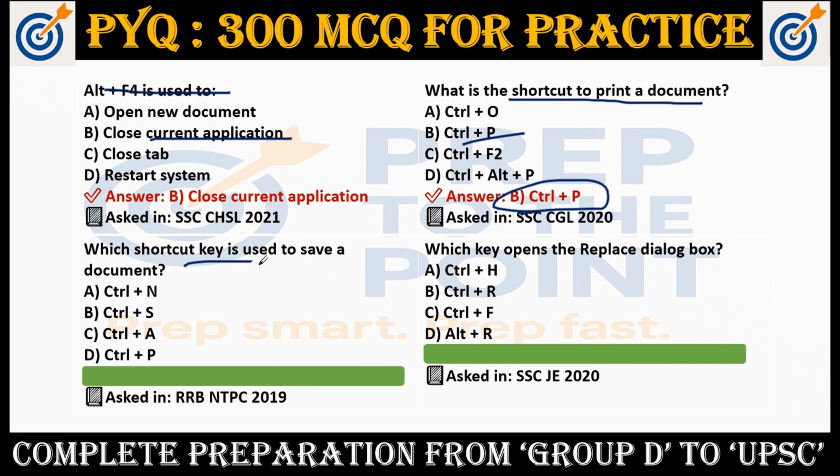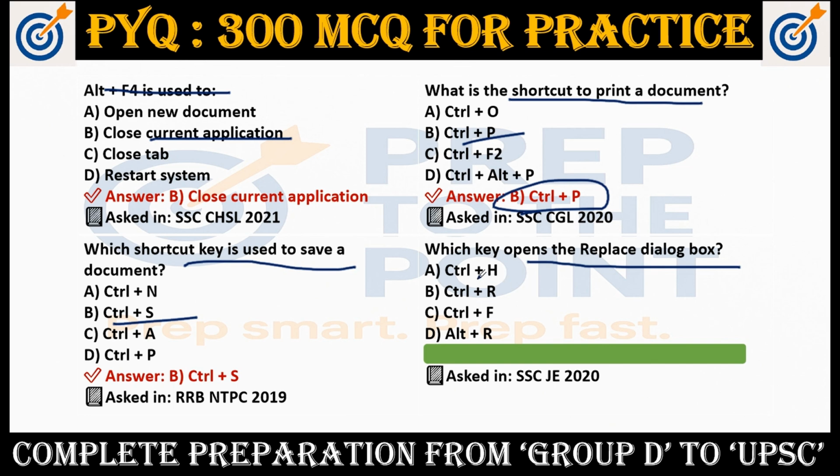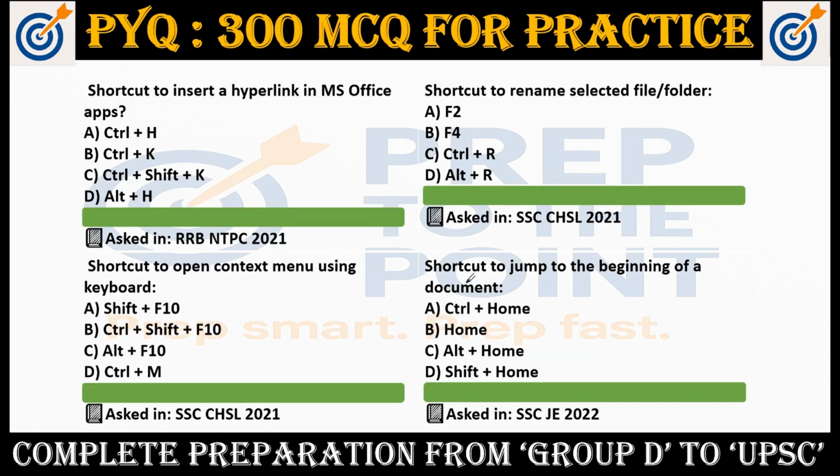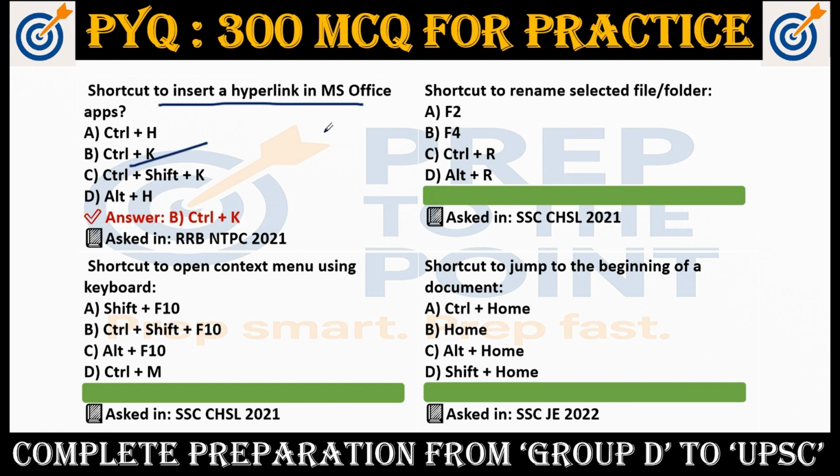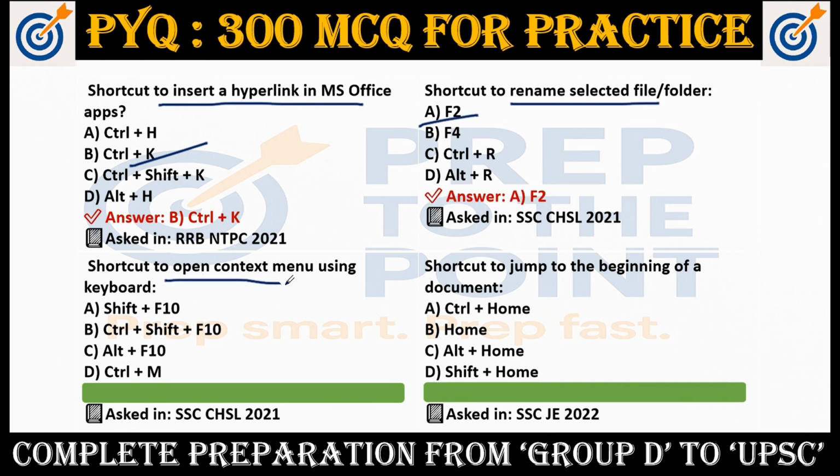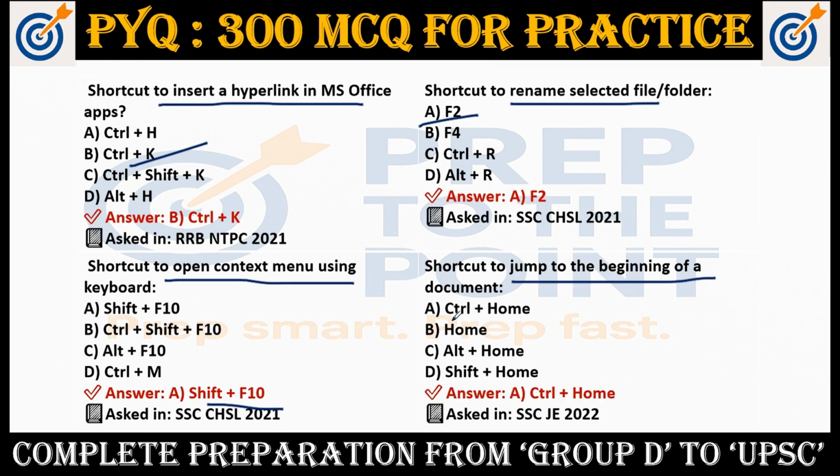Which shortcut key is used to save a document? Control S, save. Which key opens the replace dialog box? Control H. Control F for find and Control H for replace. Shortcut to insert a hyperlink in MS Office. Control K for hyperlink. Shortcut to rename, F2. Shortcut to open context menu using keyboard, Shift F10. Shortcut to jump to the beginning of a document, Control Home for beginning and Control End for last.